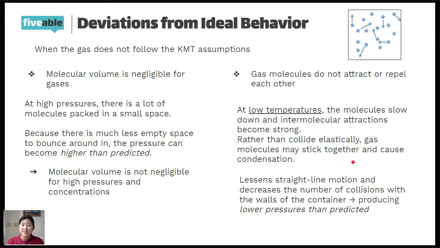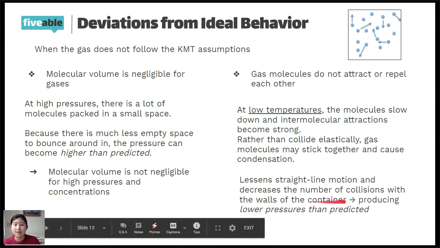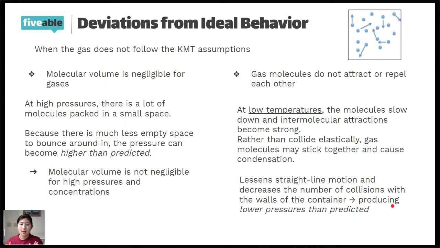And then what happens at the end is, when they start clumping together, there's less collisions with the surfaces of the container, right? Because imagine there's clumps in the middle. There's going to be less gases that actually bounce on the surface. So there's going to be less collisions with the walls of the container. And because there's less collisions with the walls, there will be lower pressures, because the pressure is made up of the collisions that the gas molecules have with the wall.